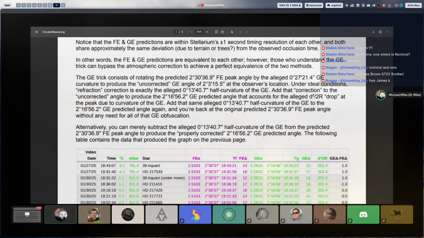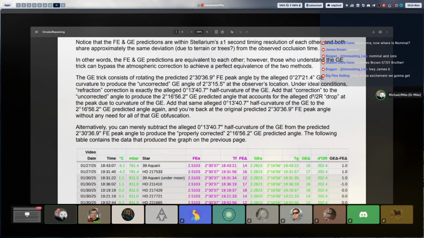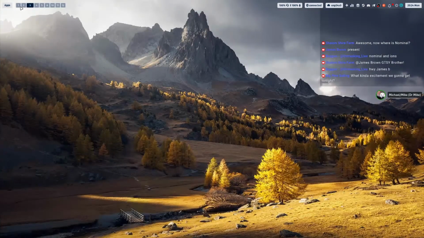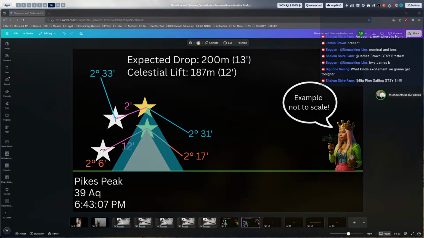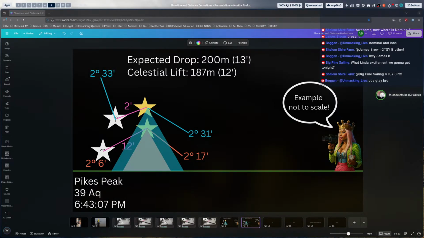And then I give you an alternative way to make that same correction. You just subtract the half curvature of the Earth from the flat Earth angle, and then you get a properly corrected globe Earth predicted angle. So these two angles are equivalent. We are measuring exactly the same thing, but our globe Earth friends are taking you through a whole bunch of corrections to hide the fact that all they're really doing is rotating the Earth away from the flat Earth prediction. And then that's what this table shows.